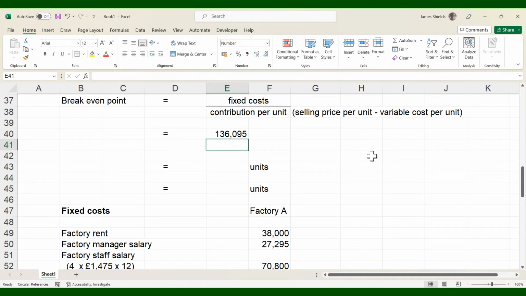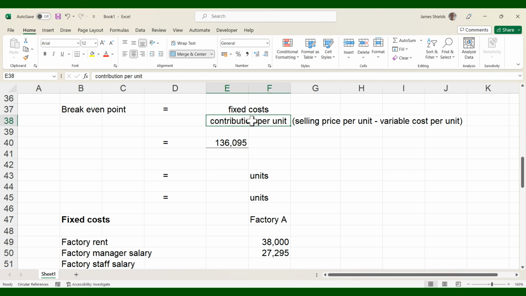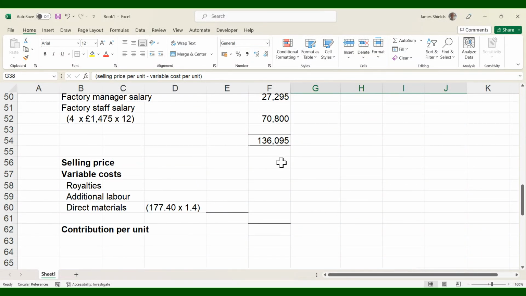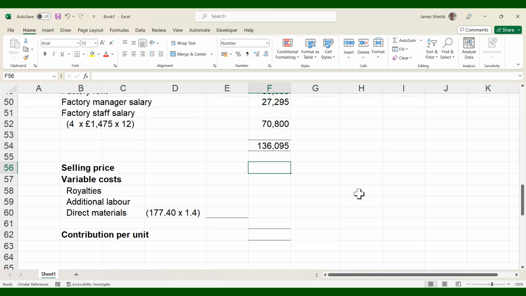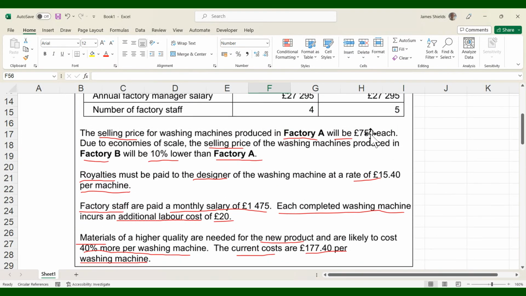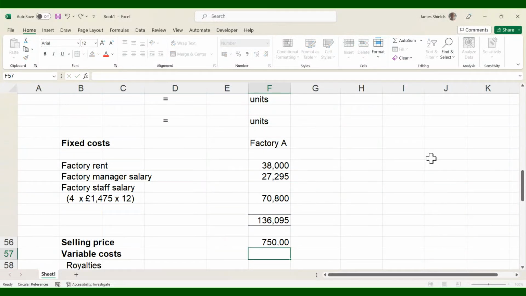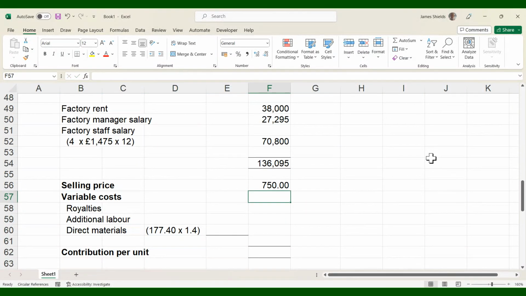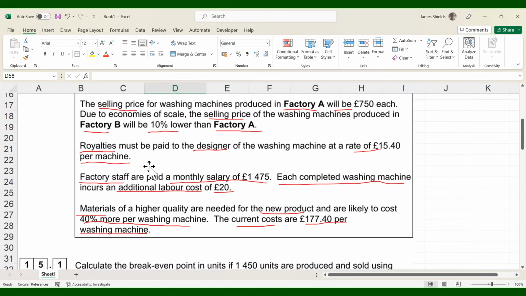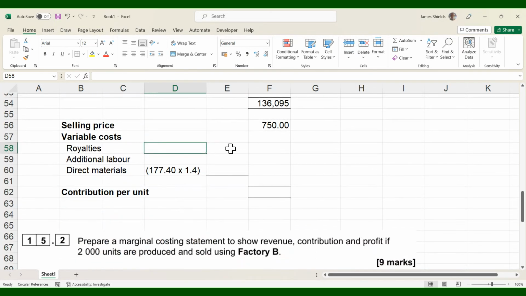So now what we want is the contribution per unit, and that is your selling price per unit, take away your variable cost per unit. So the selling price in Factory A, we go back to the initial information. Factory A, the selling price was, as in the first point here, £750. The variable cost is the cost that changes with the level of output. The royalties, if I go back again, we were told the figure for royalties. Second point down is going to be £15.40 per machine. So royalties, I'm going to have £15.40.